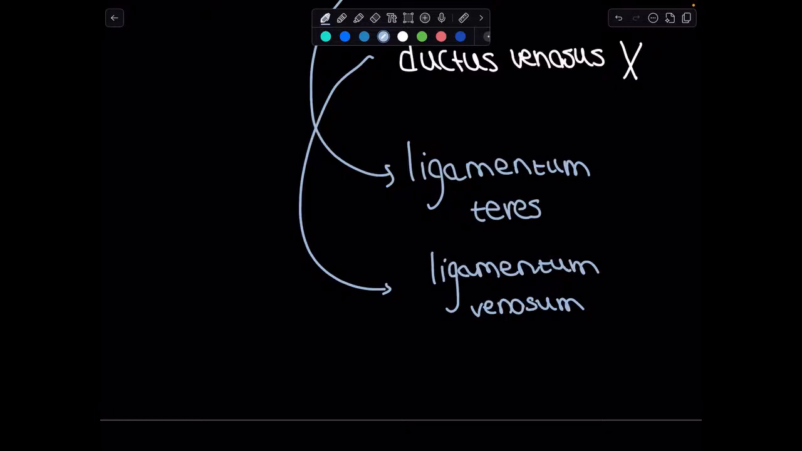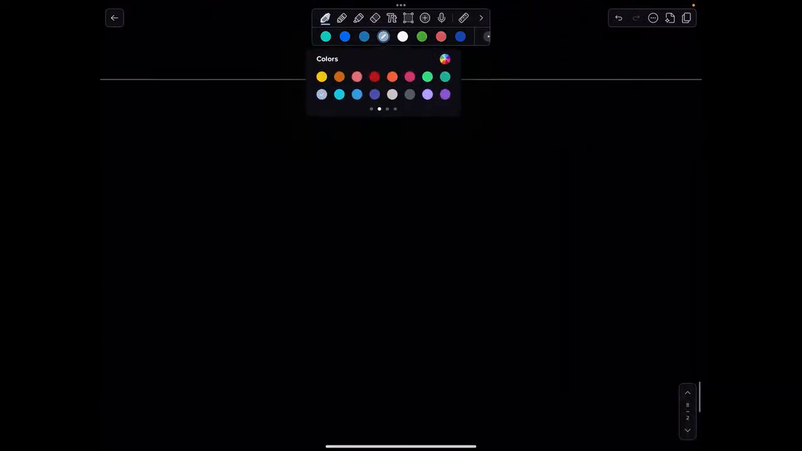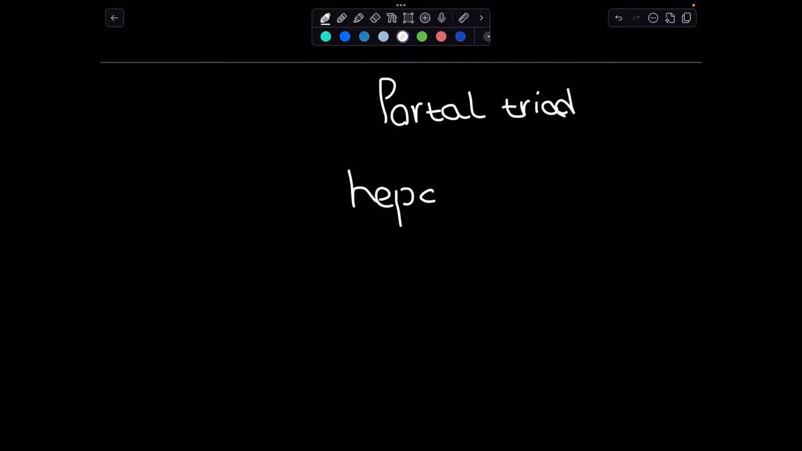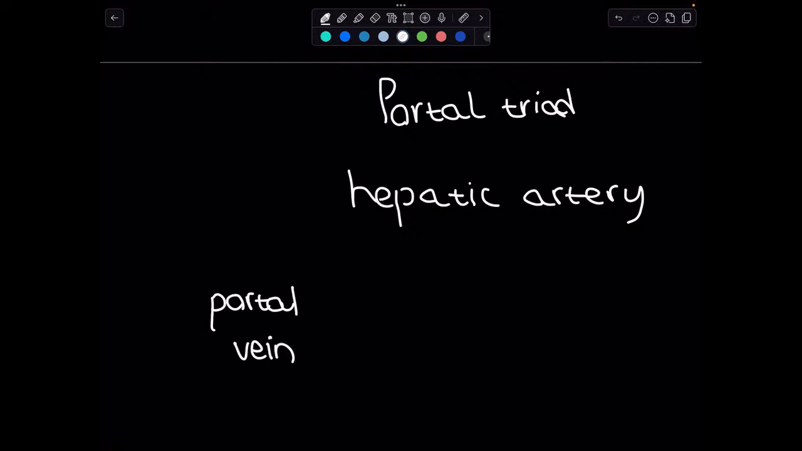Okay, last, can we talk a bit about the portal triad? Sure. The portal triad consists of three structures: the hepatic artery, portal vein, and bile duct. These are found together in the liver's portal areas, entering and exiting at the corners of liver lobules. So it's the hepatic artery, the portal vein, and the bile duct. Together, they form the portal triad, crucial for liver function.